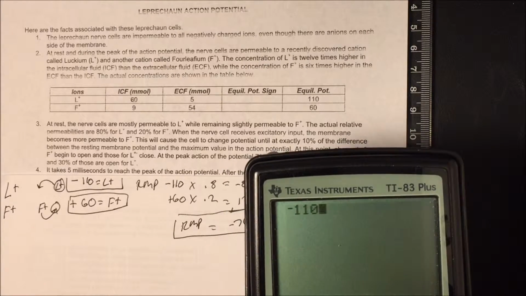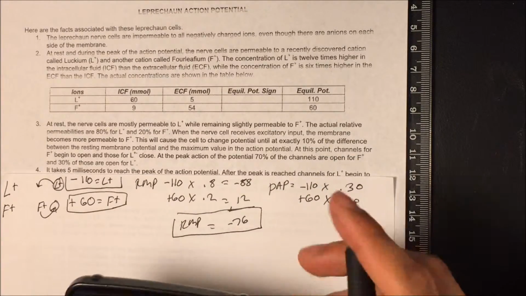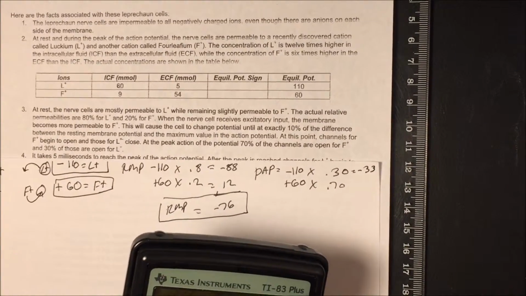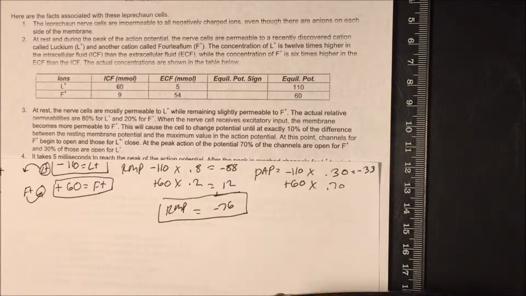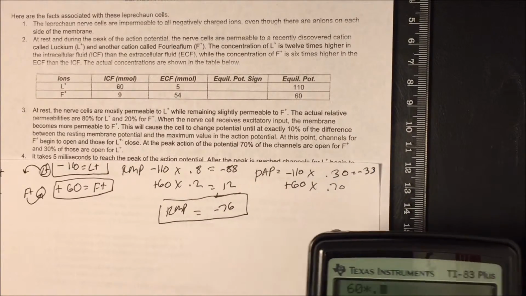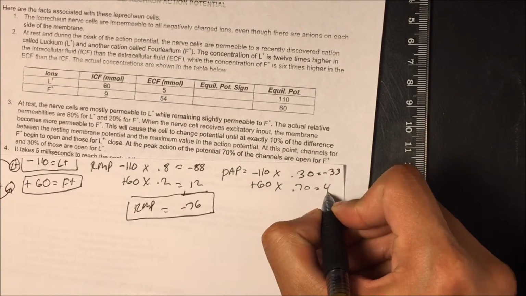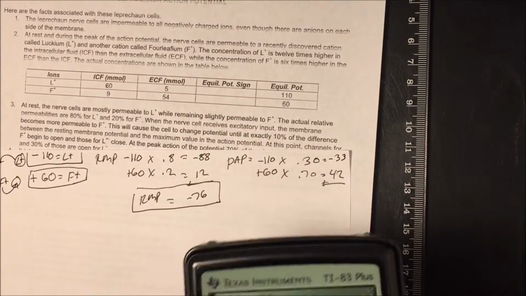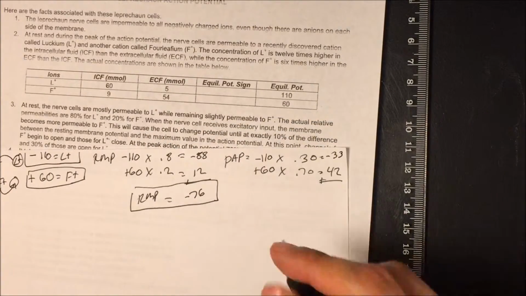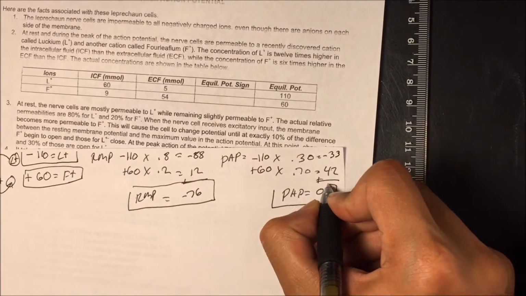Negative 110 times 0.30 gives us negative 33. And we have positive 60 times 0.70 gives us 42. And we just add those together. So 42 minus 33 is going to give us 9. So peak action potential is going to be positive 9.